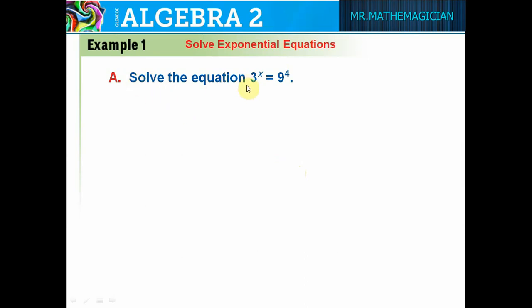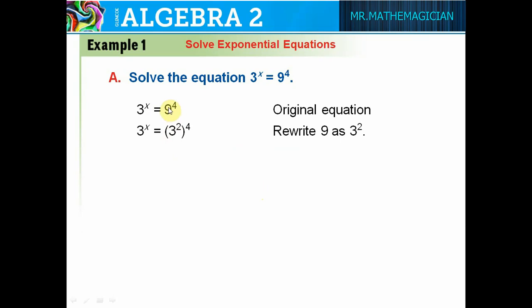Now let's solve this equation, 3 to the power of x equals 9 to the power of 4. First step, we try to make them the same base, meaning the base here is 3. I'll try to express this base, which is 9, as 3 to the power of 2. Let's see how. This is the original equation. So we replace the 9 with 3 to the power of 2.